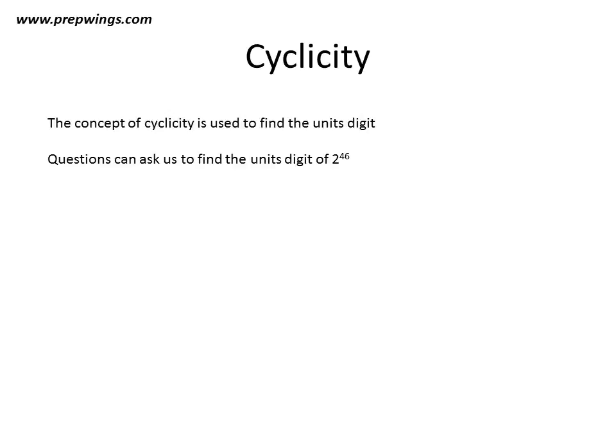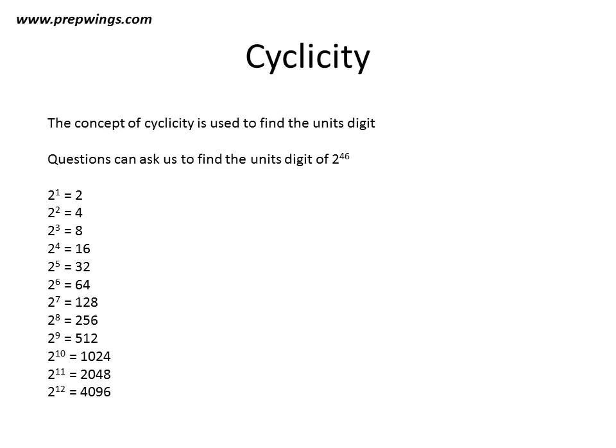Okay, so in this video we'll talk about cyclicity. Cyclicity is a very important concept to find the units digit of a given number. For example, a question asks us to find the units digit of 2 raised to power 46. We'll use the concept of cyclicity to solve this question. First we understand how cyclicity works. Here we have shown the values of 2 raised to power 1 till 2 raised to power 12.